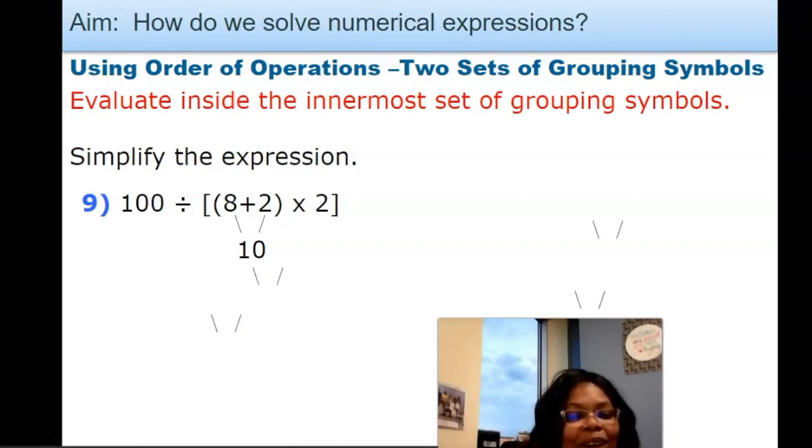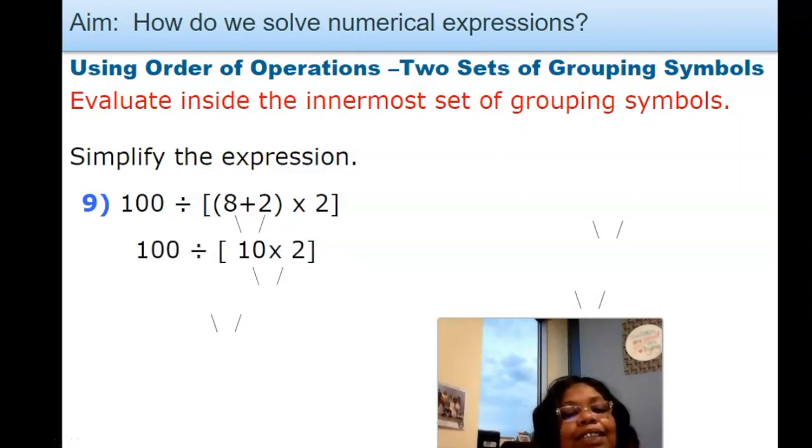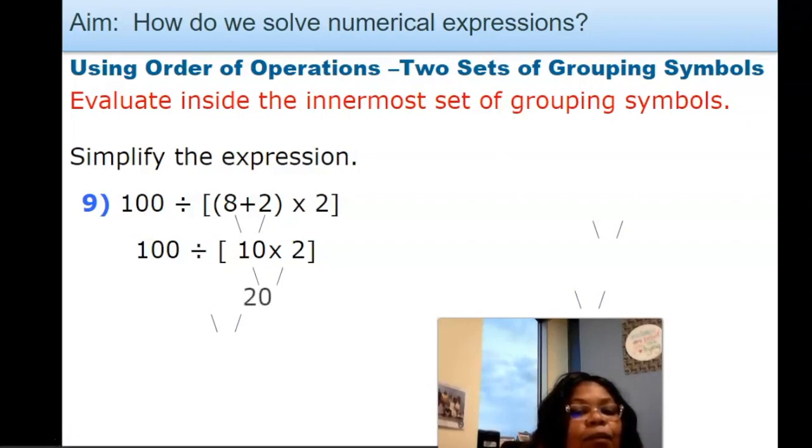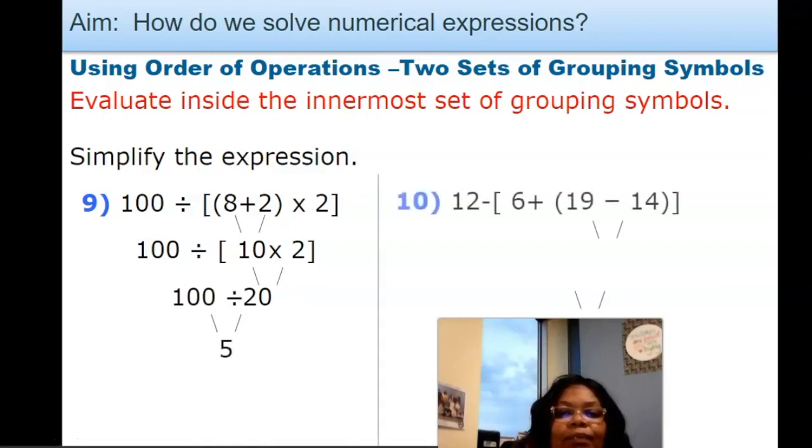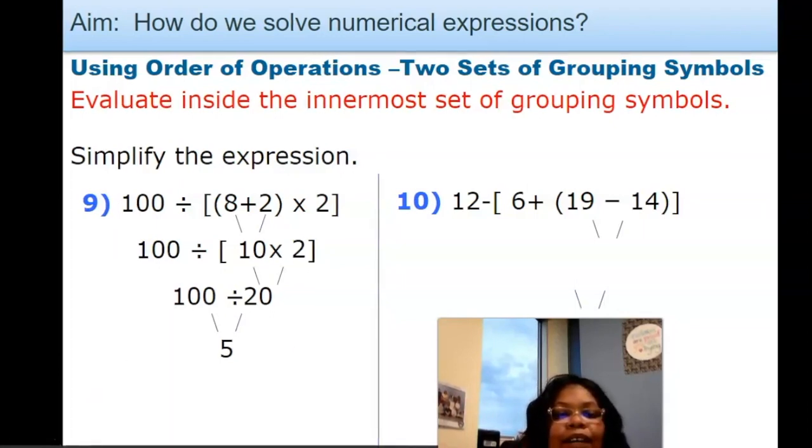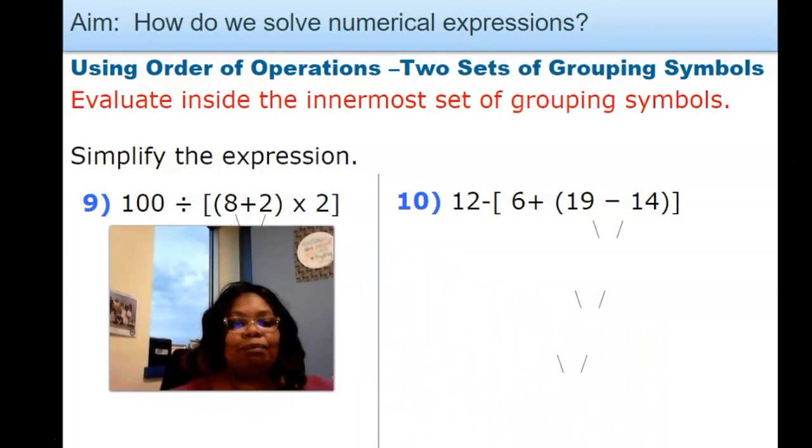Right, we recopy the problem. So now our new problem is 100 divided by 10 times 2. So the next thing we do is we solve our multiplication problem. So 10 times 2 is what, friends? Get ready. That's right, 20. So we rewrite our problem, 100 divided by 20. And 100 divided by 20 is what, friends? That's right, it's 5. All right, last problem. So I want you guys to pause the video and do this problem on your own and come back and we will go through it together.